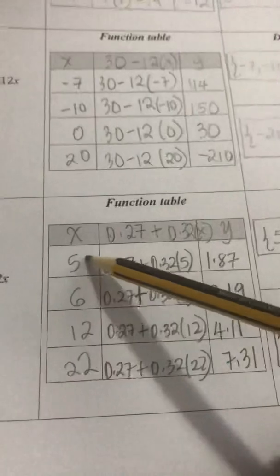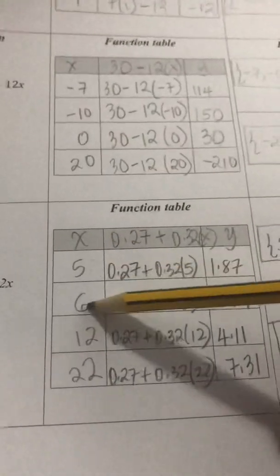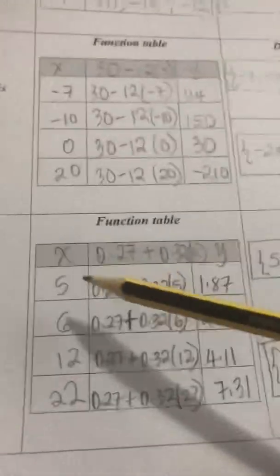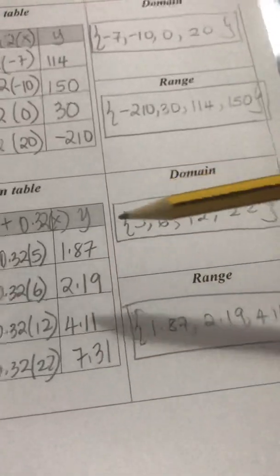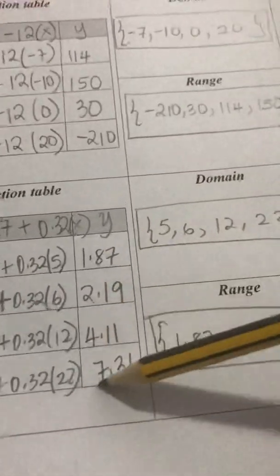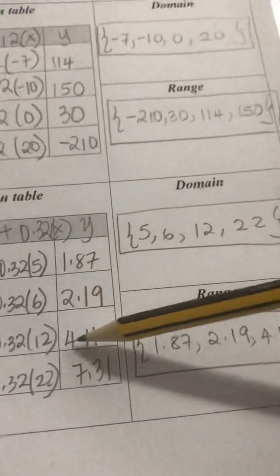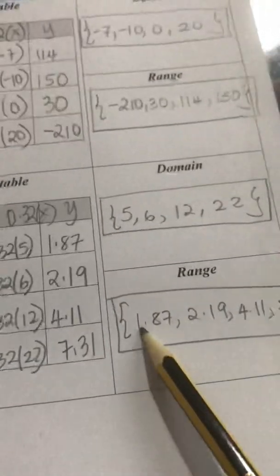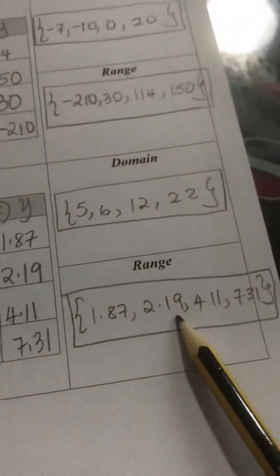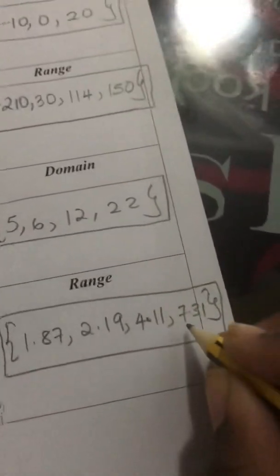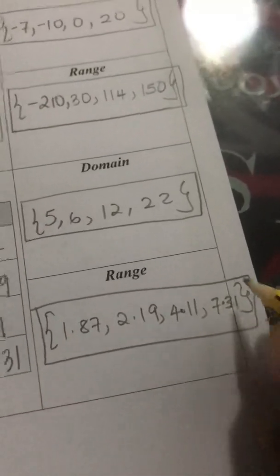Okay? Then here, my values for X were 5, 6, 12, and 22. As you can see, I've already arranged them and nothing is repeated. Okay? Then I need to arrange these in order. So all of them, the whole number is different. So I arrange the whole numbers. So 1 is less than 2, is less than 4, is less than 7. So 1 and 87 hundredths, 2 and 19 hundredths, 4 and 11 hundredths, 7 and 31 hundredths. I put my braces, I box.